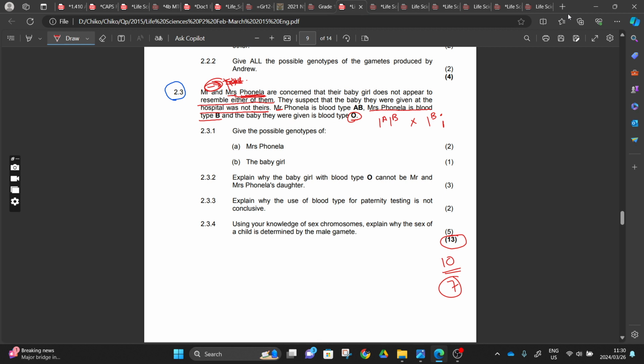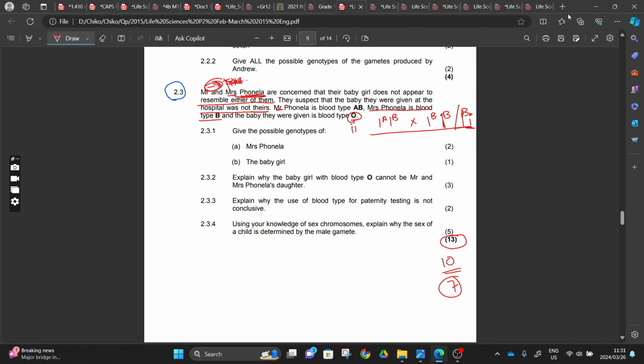Either way, there's no way you can say maybe this one is B and this one is also B, and conclude that this is not their baby. Both of them, it's not the baby for the mother, and it's not the baby for the father. Or the baby is Mrs. Fonela's baby, but Mr. Fonela is the one that is not trusting the mother. The combination can be like this.